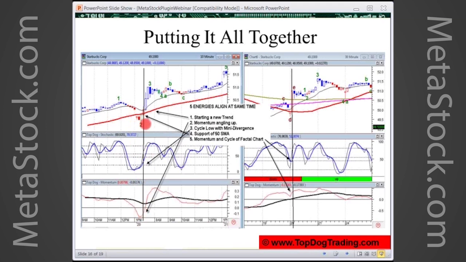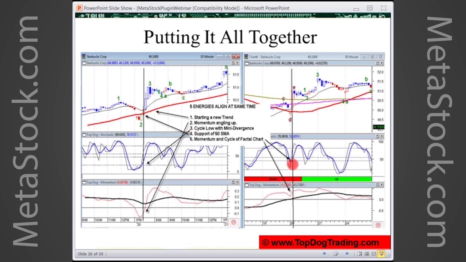Okay, then we go to, let's see, oh, we've got support of the 50 MA, so we've got new trend 1, momentum angling up 2, cycle low with mini divergence 3, support at the 50 MA 4, and then energy number 5. We look over the next higher time frame, and sure enough, momentum is angling up, and we've also got a cycle low cross of K and D there going up, and so we've got confirmation on the longer term chart. And that's it.